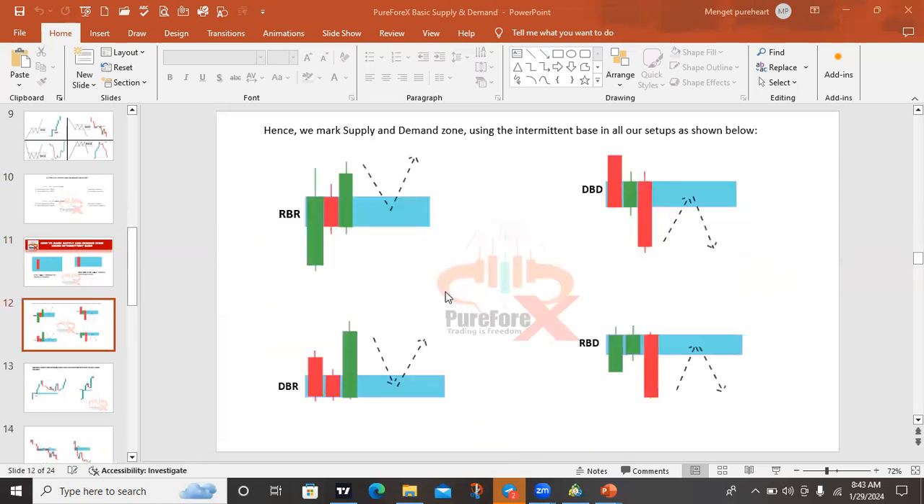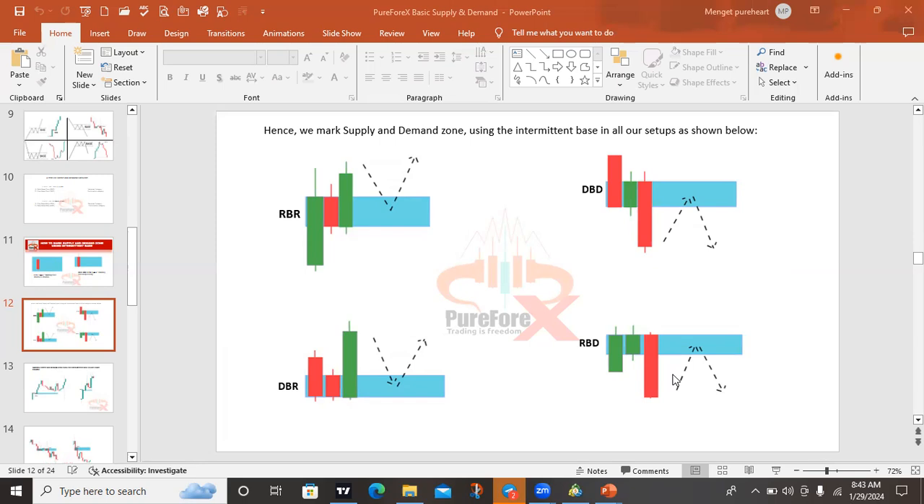Now look at this one. You see, this is the base, intermittent base marking. So this is a drop-base-drop with my body to body of the candle, rally-base-rally, body to body of the candle, like that. So this is how to mark supply and demand zones using the intermittent base. This is the concept of basic supply and demand zones. This is the basic supply and demand zones.